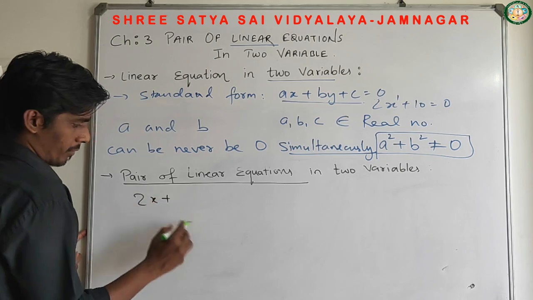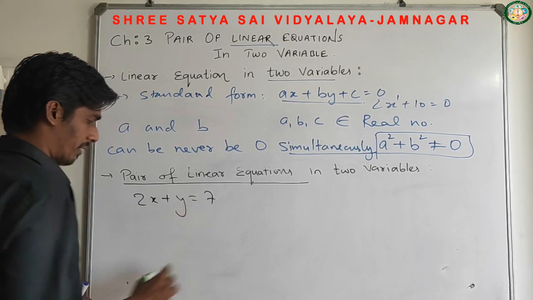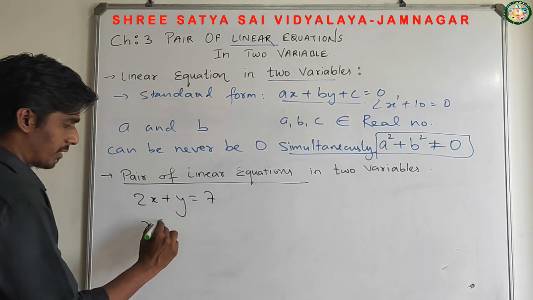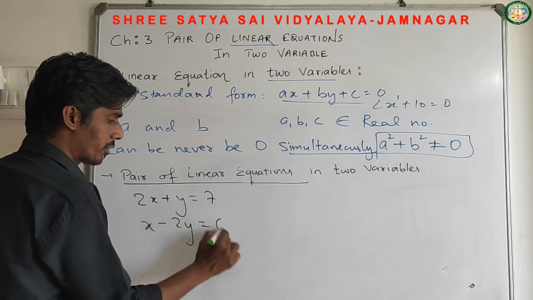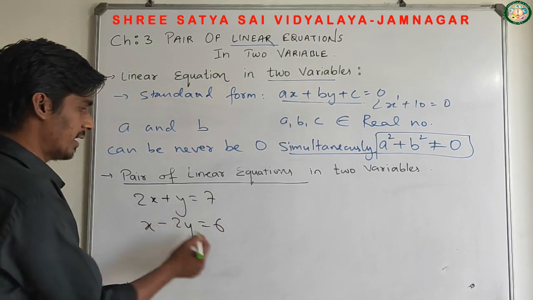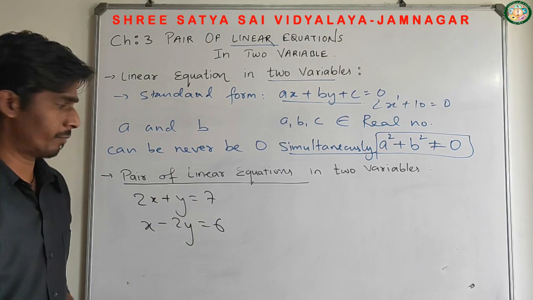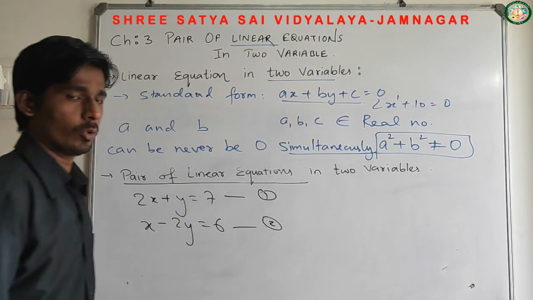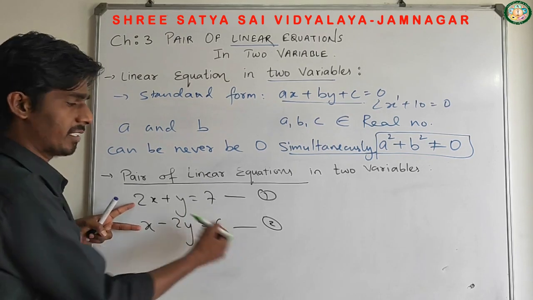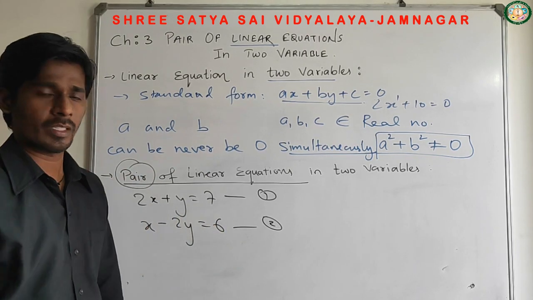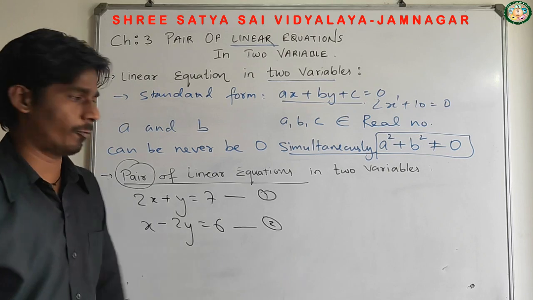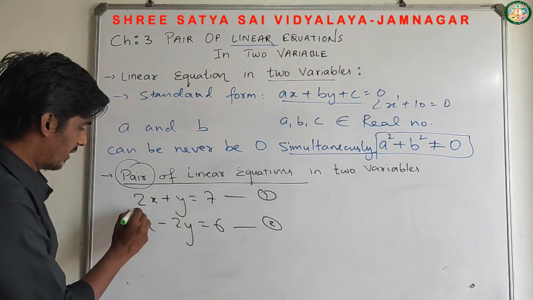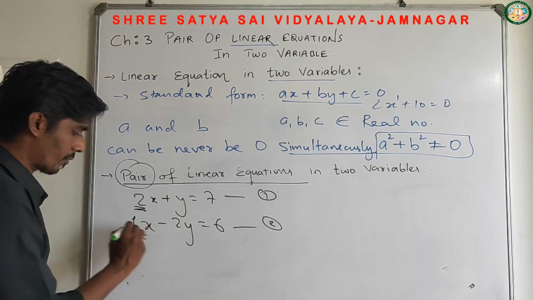Example: 2x plus y equals 7 and x minus 2y equals 6. So this is what, a pair of linear equations. This is equation 1 and this is equation 2. So these two combined are a pair of linear equations. If I write down the standard form, here this is a, this is also a.